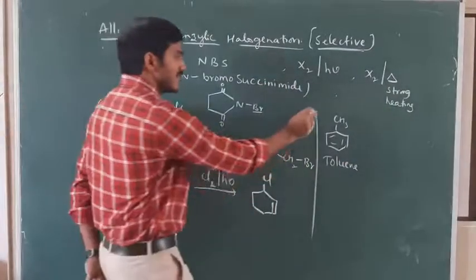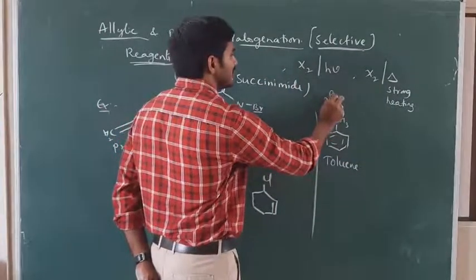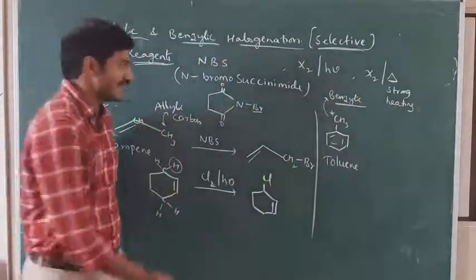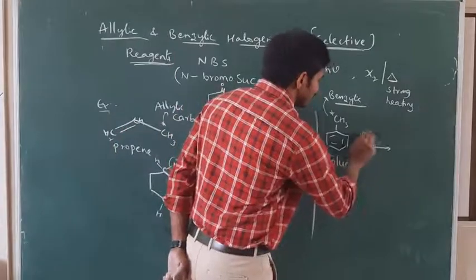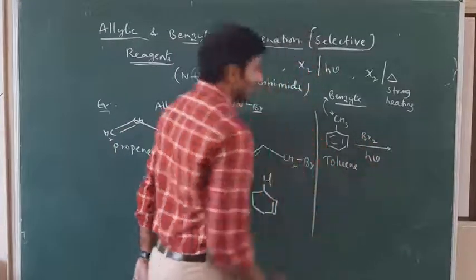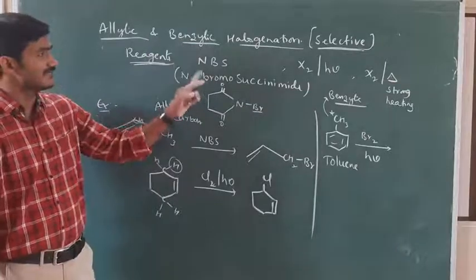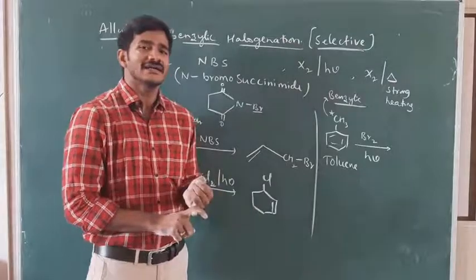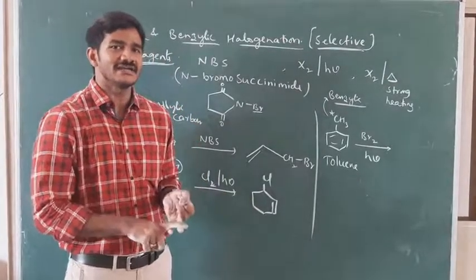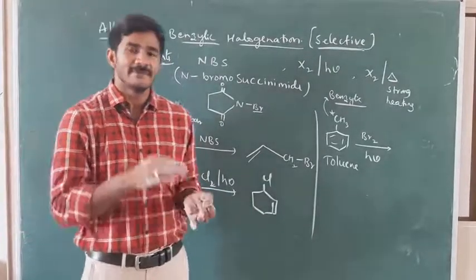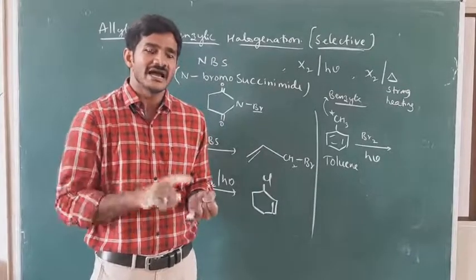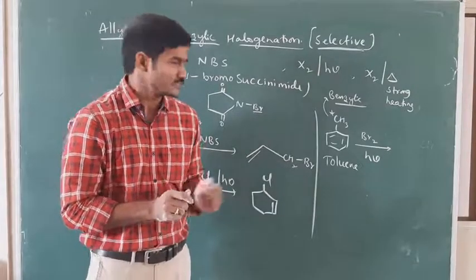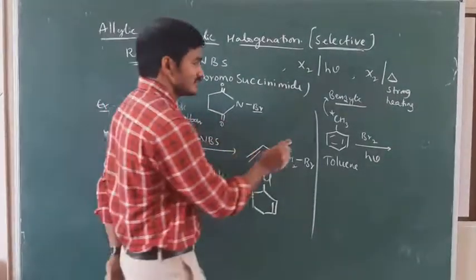This carbon is what? Benzylic carbon. Benzylic carbons react with Br2 in light. I told you allylic and benzylic carbons selectively can have hydrogen replaced with halogens, because allylic and benzylic free radicals are more stable compared to tertiary, secondary, primary, due to resonance. That's why they are very selective in halogenation substitution.